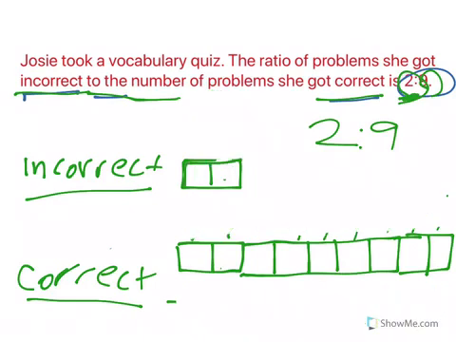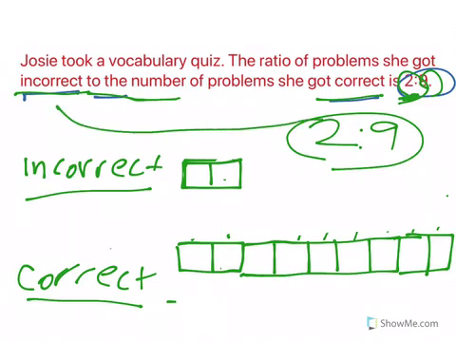Okay, let's scratch that. Let's say that this was a huge test. I don't know why it'd be this big, but let's just say that Josie actually missed 20 questions. Do I need to change my tape diagram? No, I don't. It's still a 2 to 9 ratio. 2 incorrect, 9 correct. So for my incorrect, I've got my tape diagram split into 2. For the correct, I've got it split into 9.